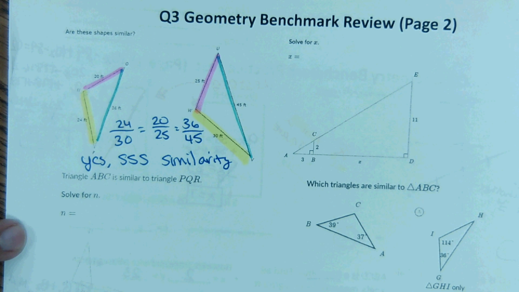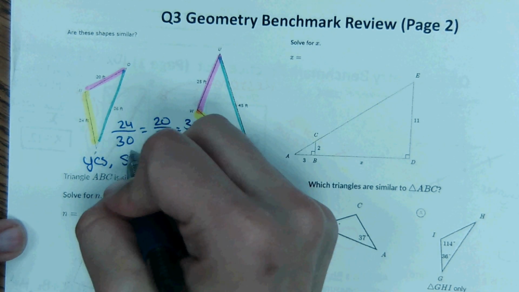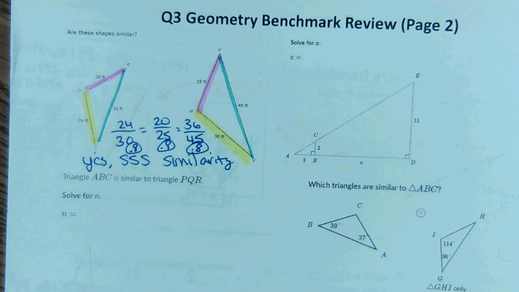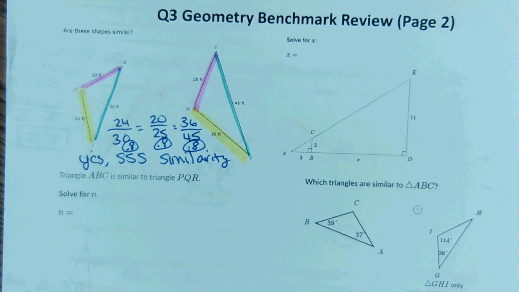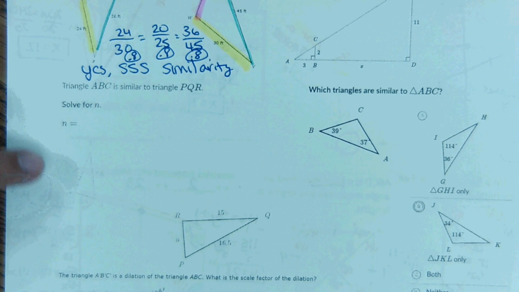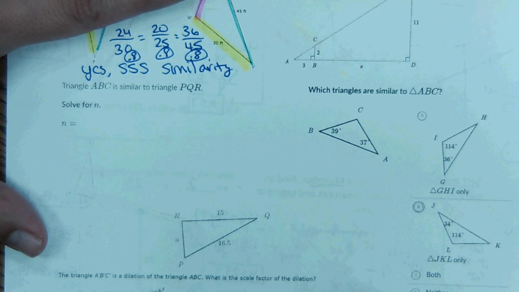Okay. What did I do? I plugged it into a calculator and got 0.8, 0.8, and 0.8, so therefore they are the same. Okay, the next one, I'm actually going to move down here. It says solve for n. I realize the copy here is horrible.